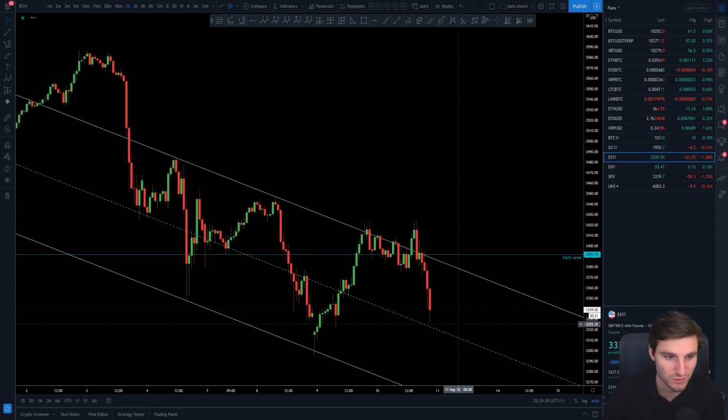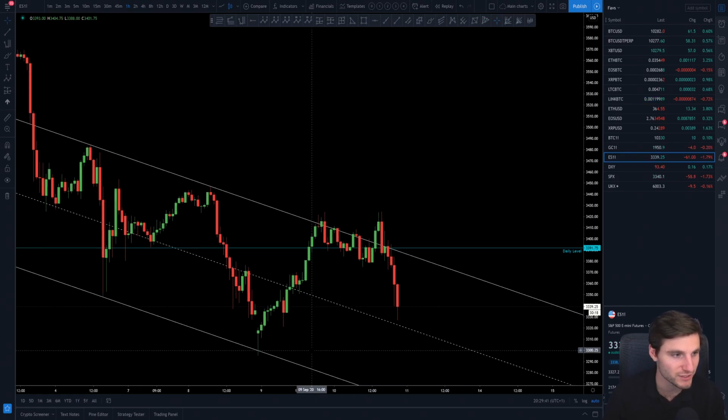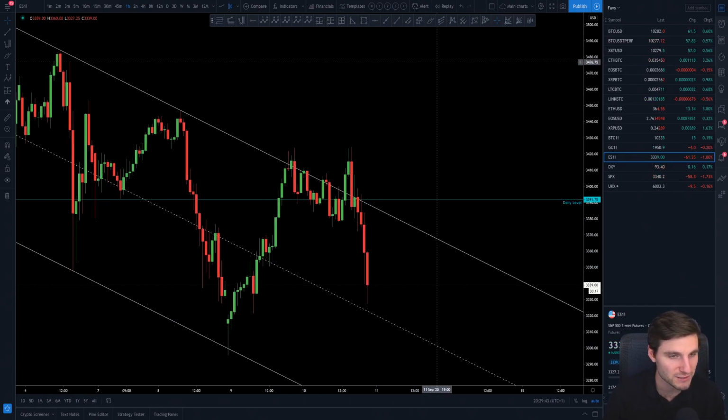So yeah, make sure the stock market doesn't lose that low. That would be pretty bad. But as long as it doesn't lose that low that was made, then it's still okay.